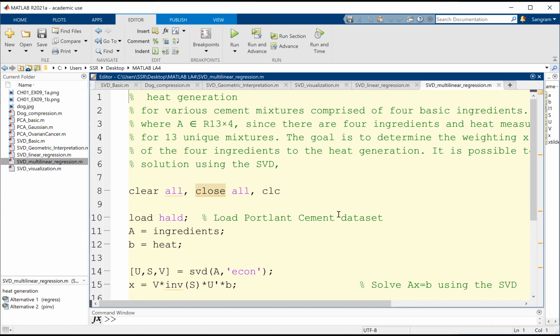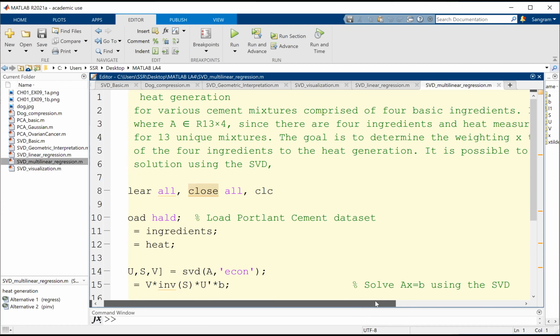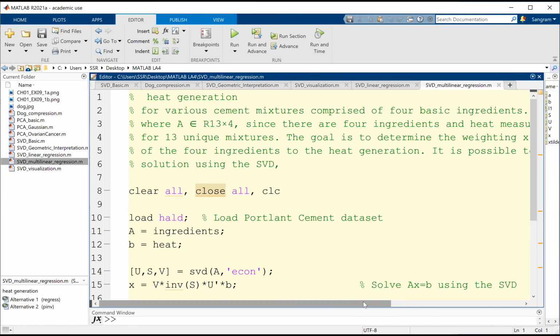In this example, we have the data for Portland cement. What we are trying to do is find out that there are actually 4 ingredients and 13 different mixtures. So if you think about it, there are 4 ingredients and there are 13 different mixtures. The question is, if you come up with a random combination of those ingredients, what is going to be the outcome?